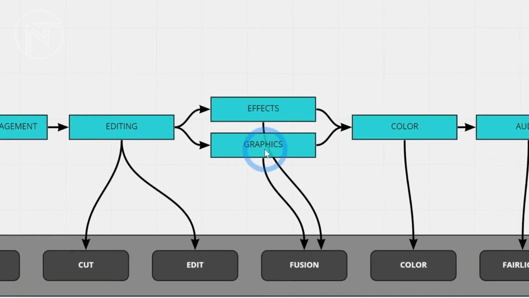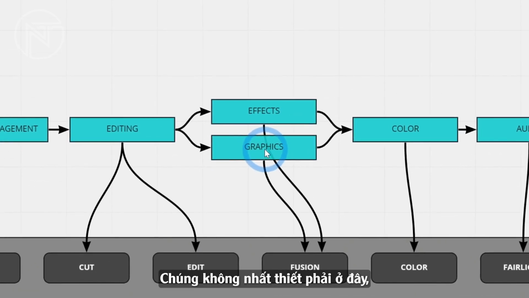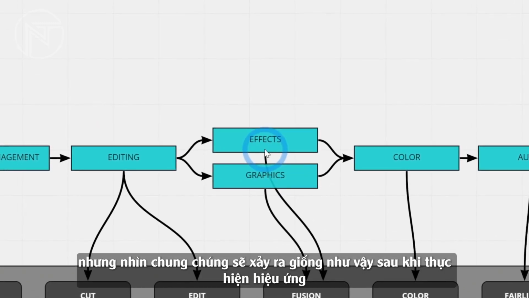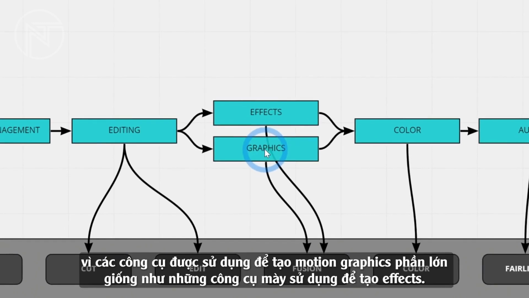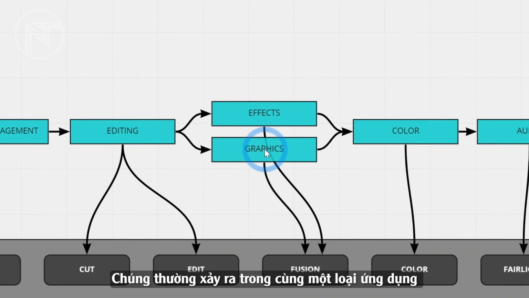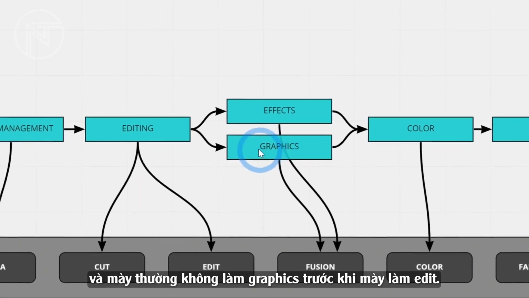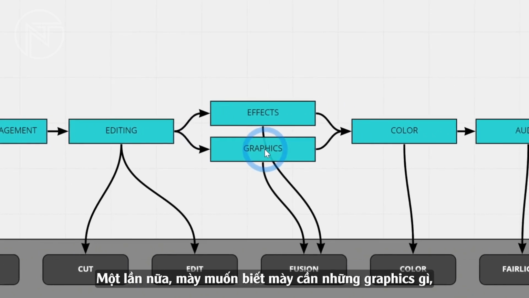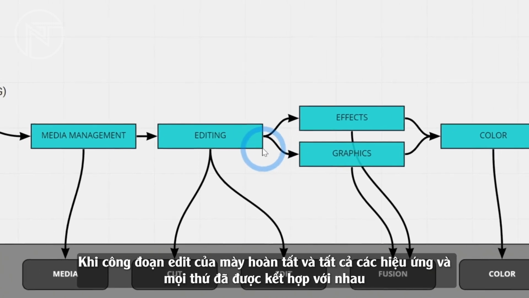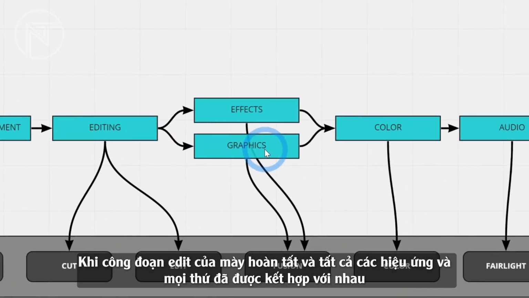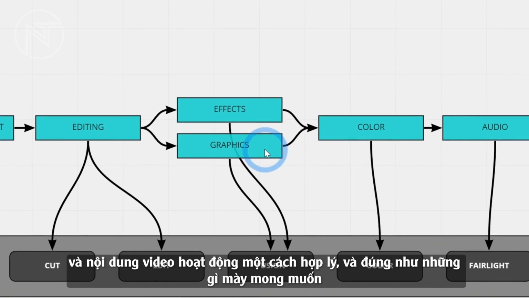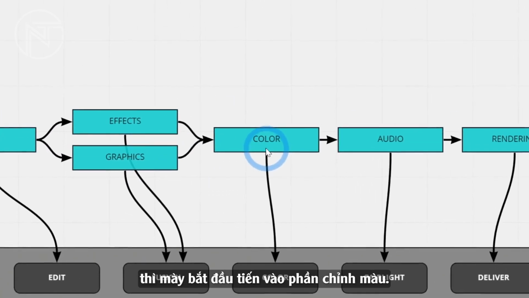Graphics, I put here, they don't really have to be necessarily here, but they generally will happen in the same app that does effects, because the tools used to make motion graphics are a lot of the same ones that you'd use to make effects, and they generally happen in the same type of app. And you won't usually make your graphics before you make your edit. Again, you kind of want to know what graphics you need, what little beats in the story you need those things for. Once your editing is done and all of your effects and everything are together and your story pretty much works and looks mostly the way it should, then you go into color.